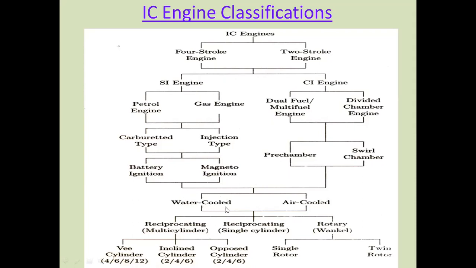With the help of the radiator and the fans, we can cool the engines and also maintain the temperature of the engines, because the engine operates at high temperatures. Based on cylinder arrangement, engines are divided into two categories. One is reciprocating, used for multi-cylinder engines: V cylinder engines with 4, 6, 8, 12, inclined cylinder engines with 2, 4, 6, and opposite cylinder engines with 2, 4, 6 cylinders. The other is the rotary Wankel engine, with a single rotor and twin rotors.